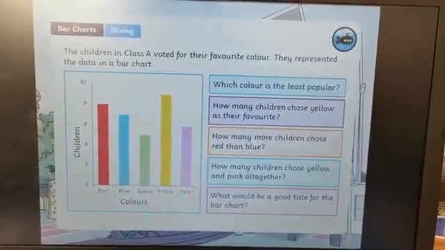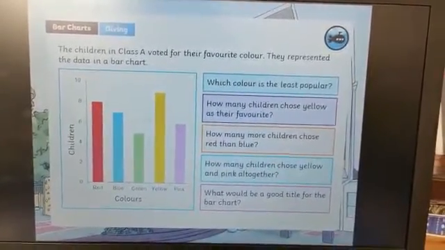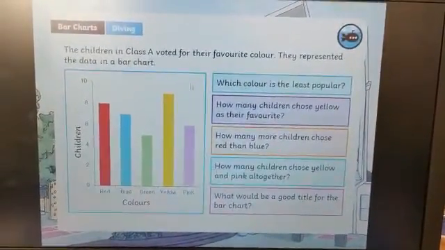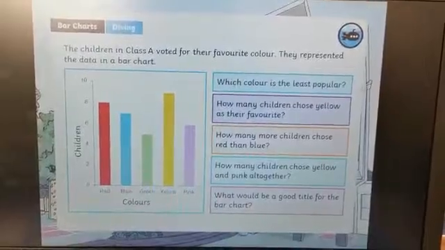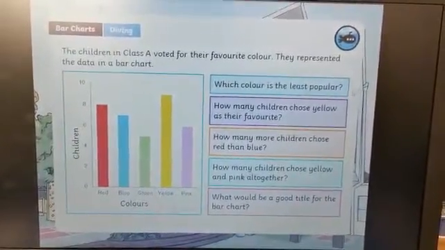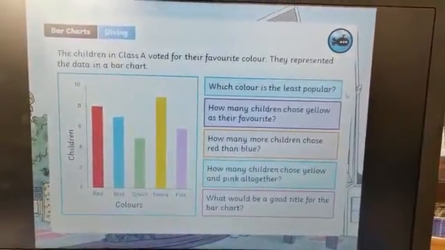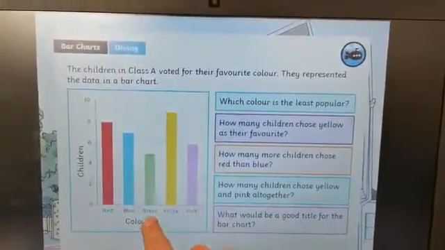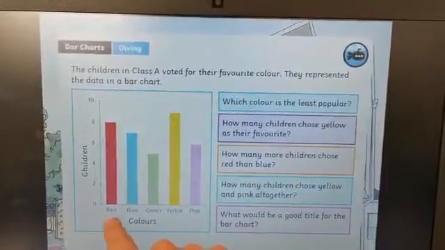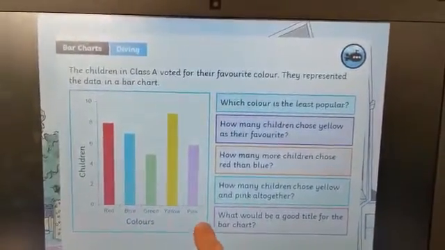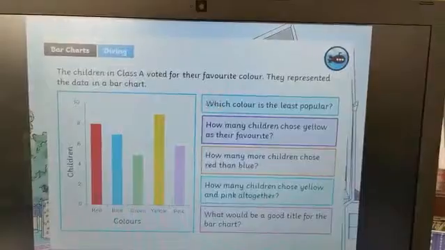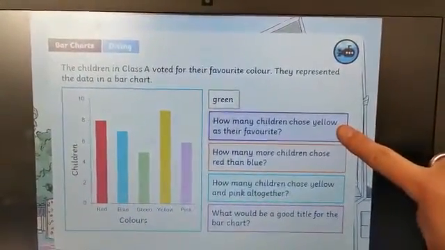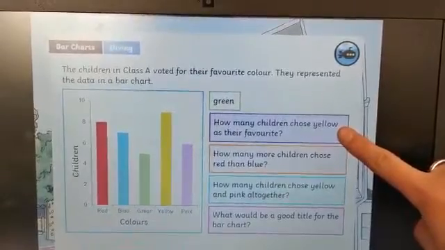The first one then says, the children in Class A voted for their favourite colour. They represented the data in a bar chart. Which colour is the least popular? So I need to be looking for the smallest bar, and I can see that that is this one here, and that is green. All my categories are on the x-axis down here, so it's the green is the least popular colour.